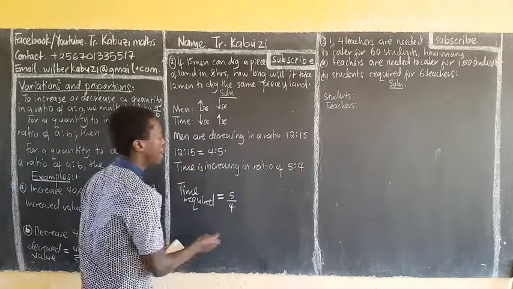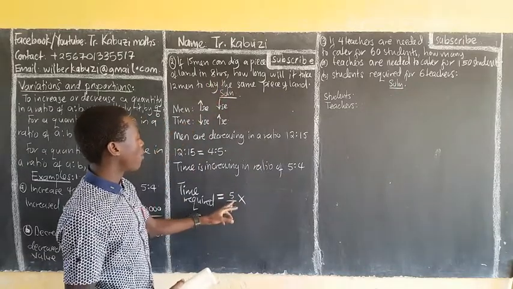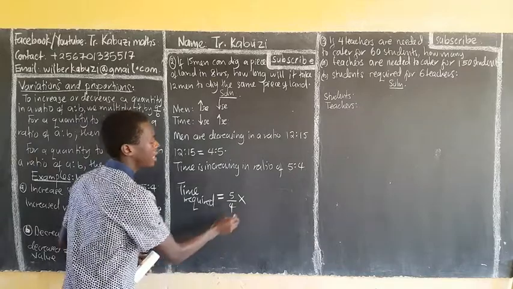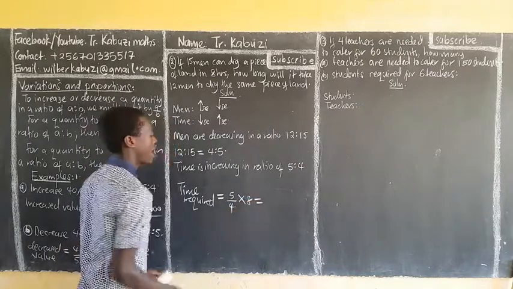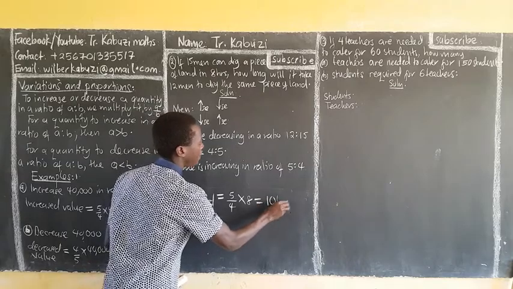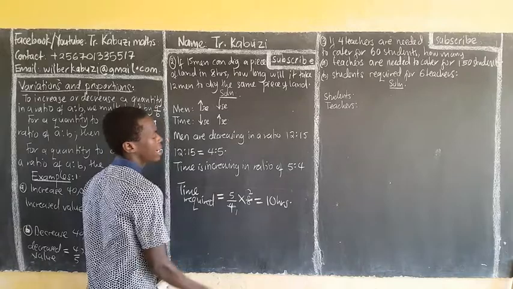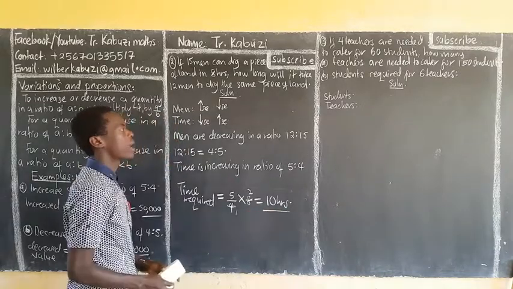So 12, 15, then times 8 hours. How many men are we taking? 8 hours. So if you multiply there, you see that we are getting 10 hours. By this one, and by this 2 times this, we get 10 hours. That's how we have that.